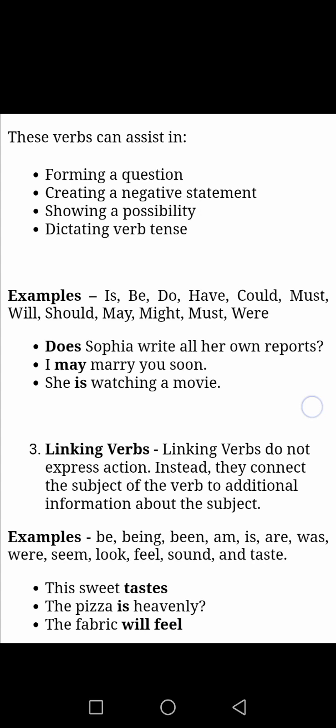Number third is linking verbs. Linking verbs do not express action; instead, they connect the subject of the verb to additional information about the subject. Examples: be, being, been, am, is, or was, etc. This sweet tastes. The pizza is heavenly. The fabric will feel.